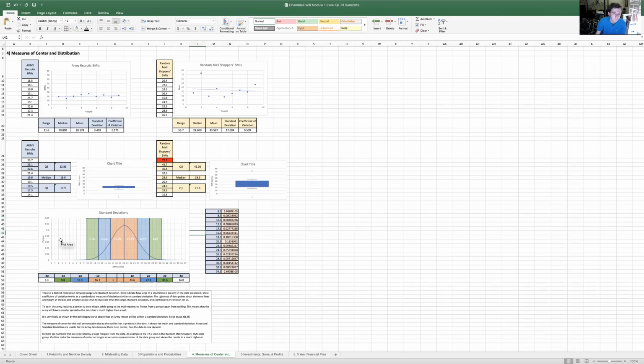That bell-shaped curve is not going to be a bell-shaped curve for the random mall shoppers' BMIs due to the fact of this outlier. So again, that skews the data. Of course, the Army without an outlier has all the usable data. All the mall shoppers don't, as we talked about earlier.